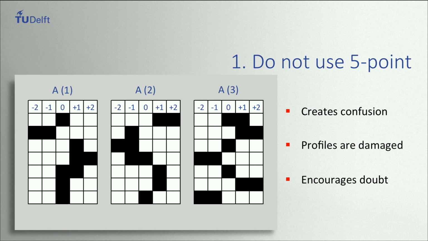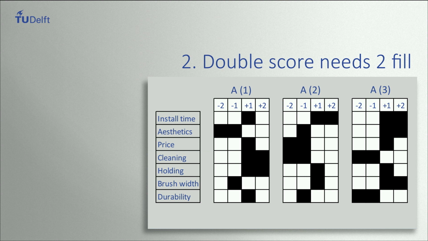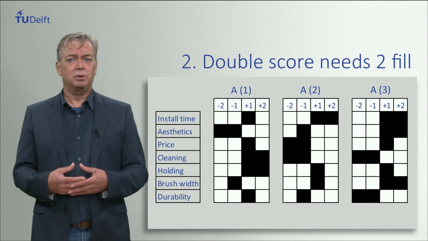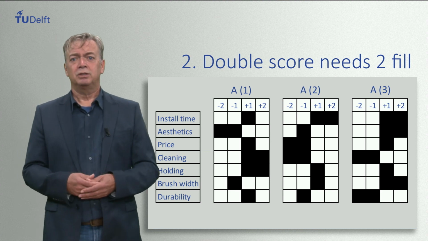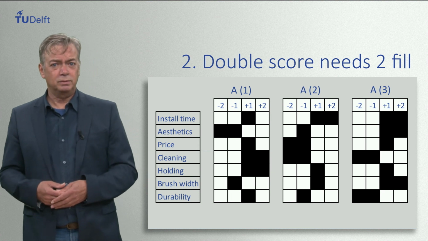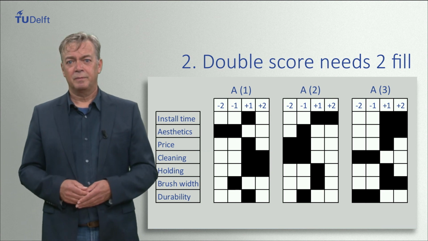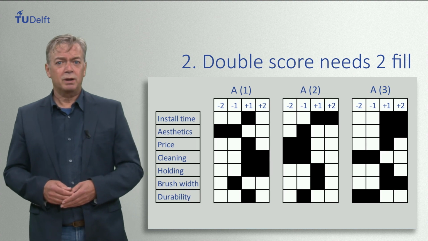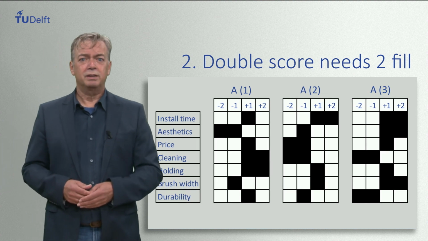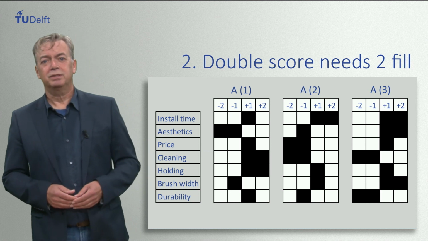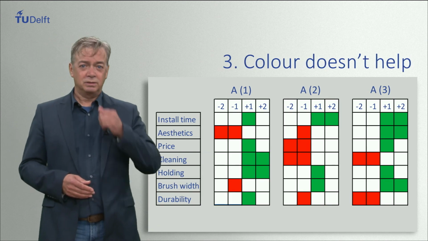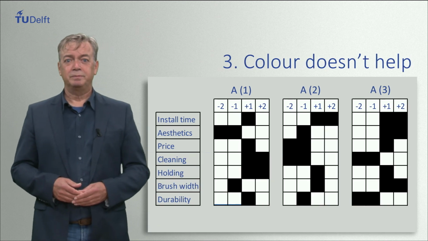A second commonly made mistake is only to fill the +2 square when the score is +2. And visually, this is the same score as +1. So if you want to score +2, you have to fill in both +1 and +2 squares. It isn't more helpful to score red for the negative scores and green for the positive. Just keep it black and white.